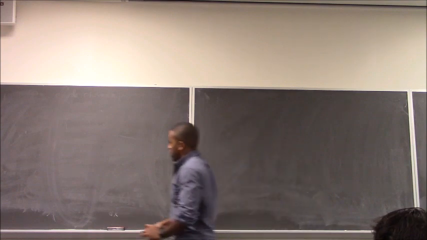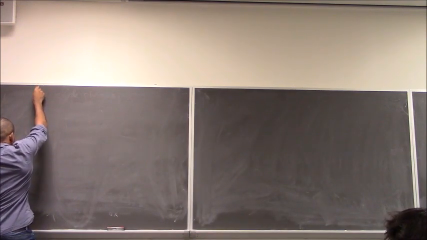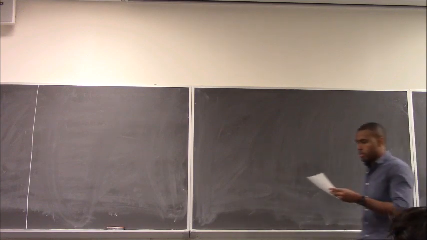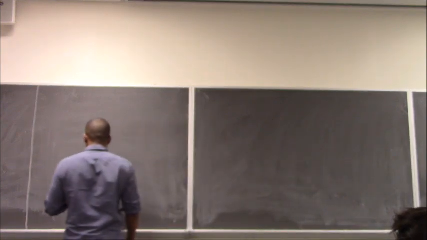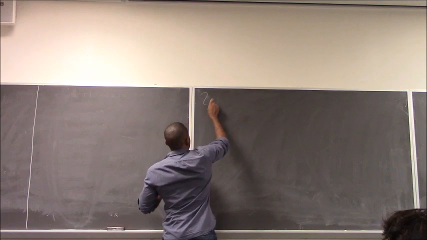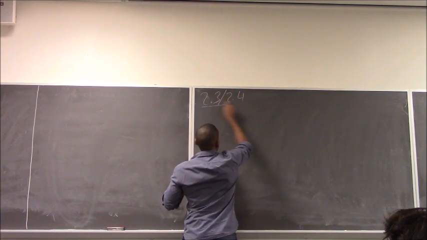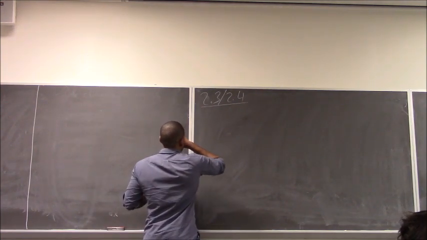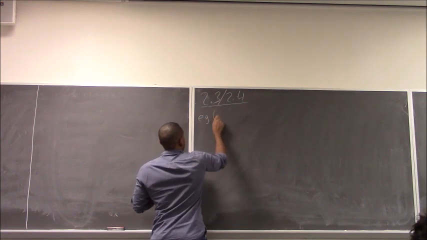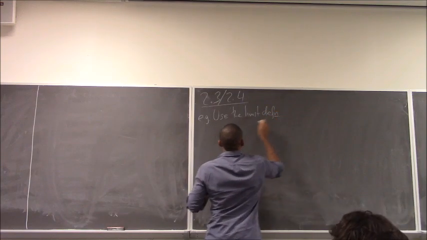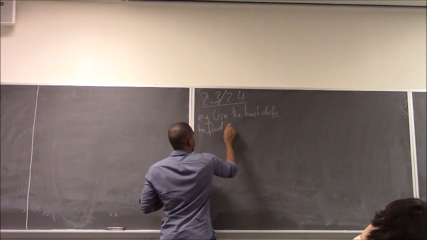We're actually going to move on. Talk some more about derivatives. I wrote some examples on the board for you to actually use the limit definition, which again was in this quiz. We actually did an example with x squared, but now let's do some other examples. So we're still in 2.3/2.4. Examples. Use the limit definition to find the derivative.